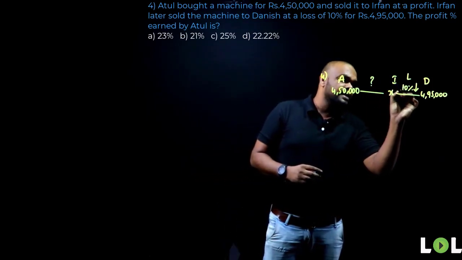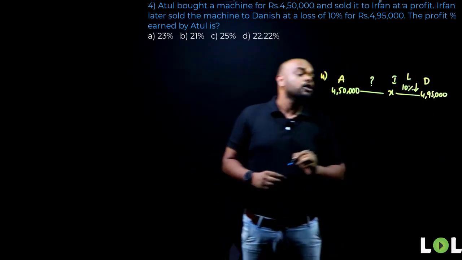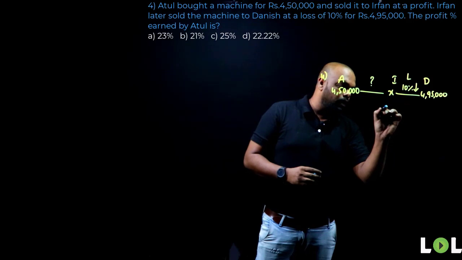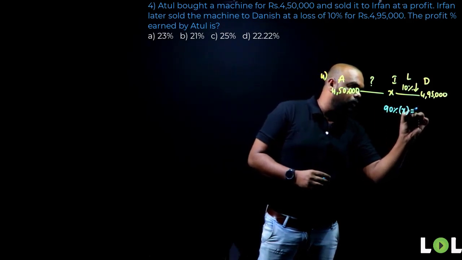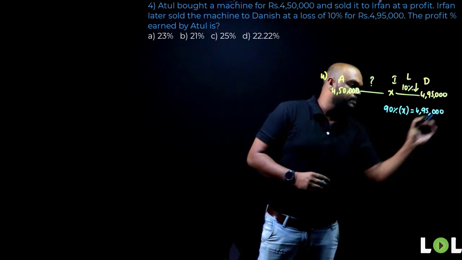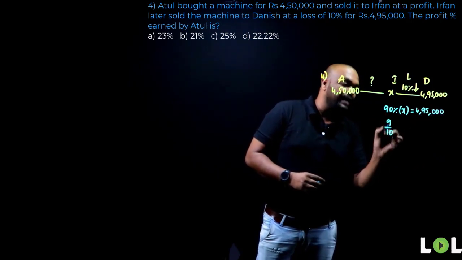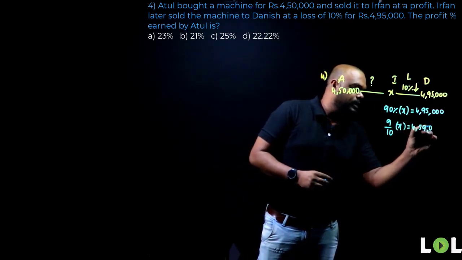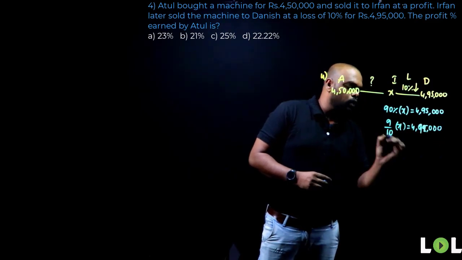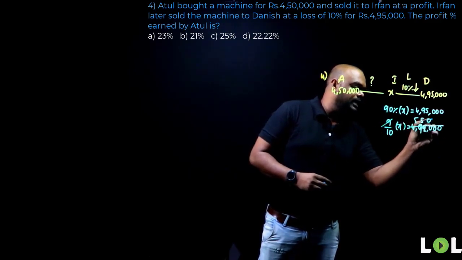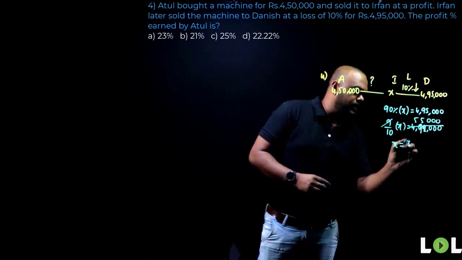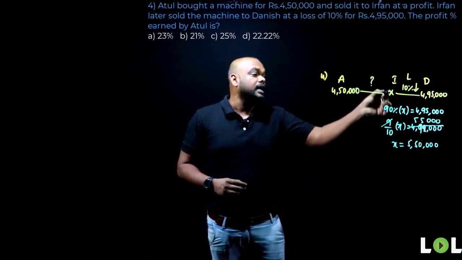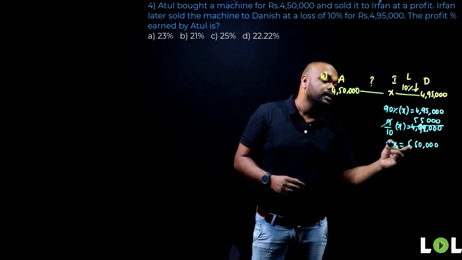If this X rupees is reduced by 10%, then this becomes 4,95,000. It means I can write the relationship. What is the relationship here? 90% of X equal to 4,95,000. If I solve this, this is 9 by 10. Why? 90 by 100 is 9 by 10 of X is equal to 4,95,000. So 9 into 1, 9 into 5, 9 into 5, 000. X is equal to, it means 5,50,000. It means Irfan purchased from Atul at 5,50,000.